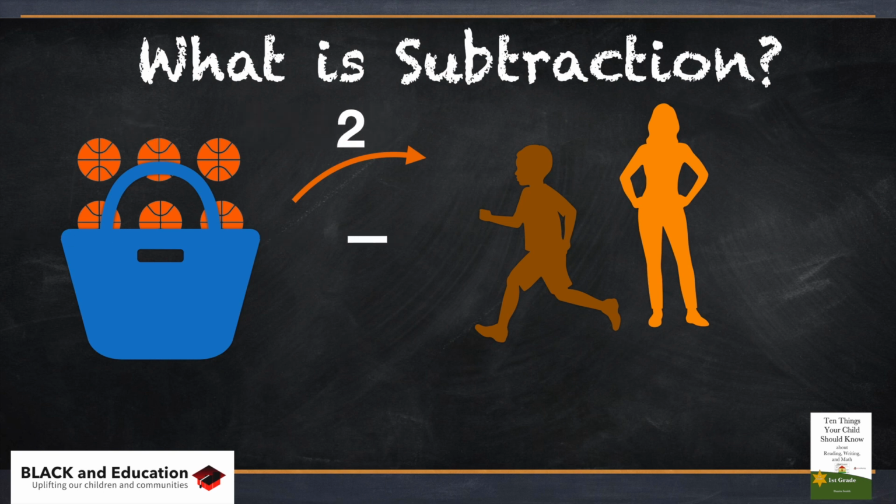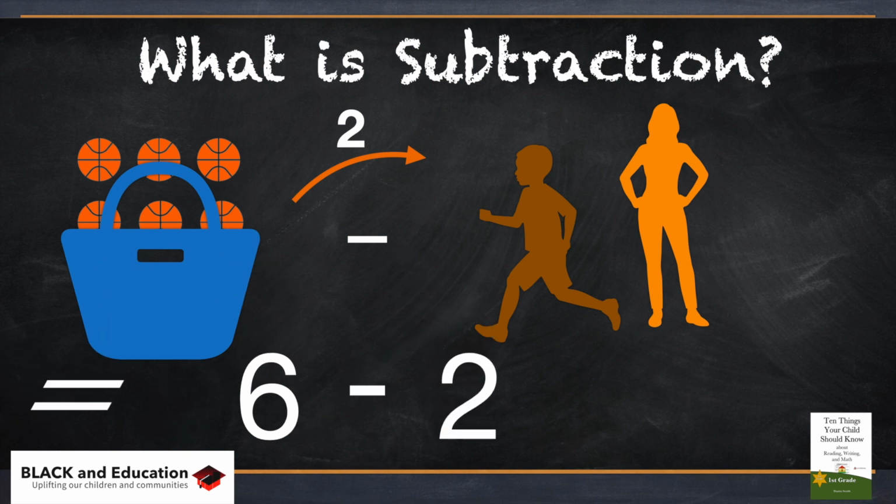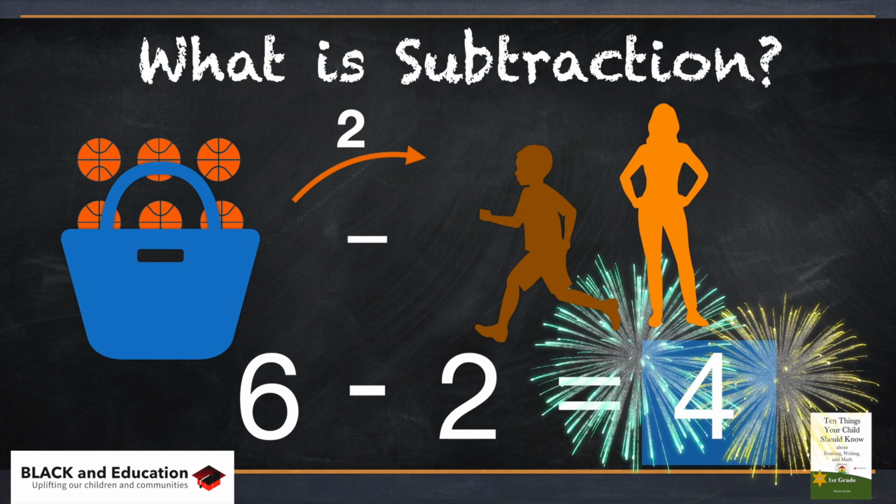So essentially what that's saying is I'm going to take that 6 that I have originally, and I'm going to take 2 away from that 6. And so essentially what I'm going to have left after I take away the 2 balls and give them to the people is 4 balls. So 6 take away 2 is 4. And that's essentially what subtraction is.